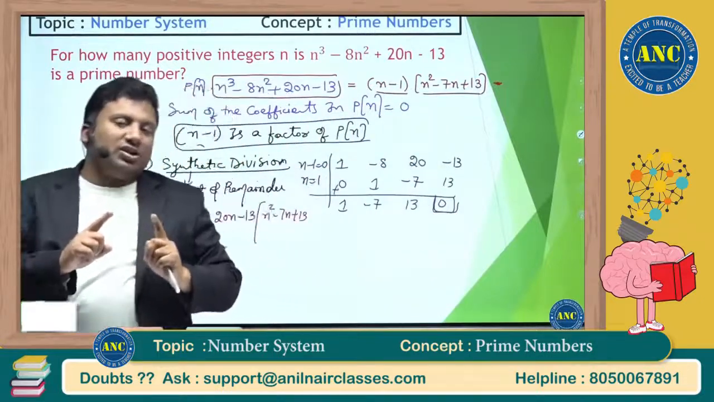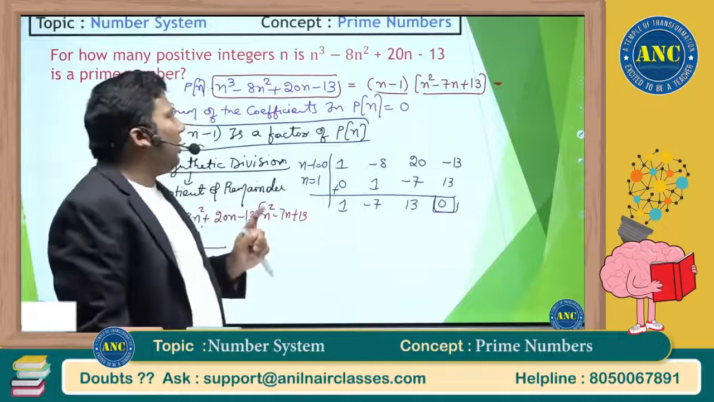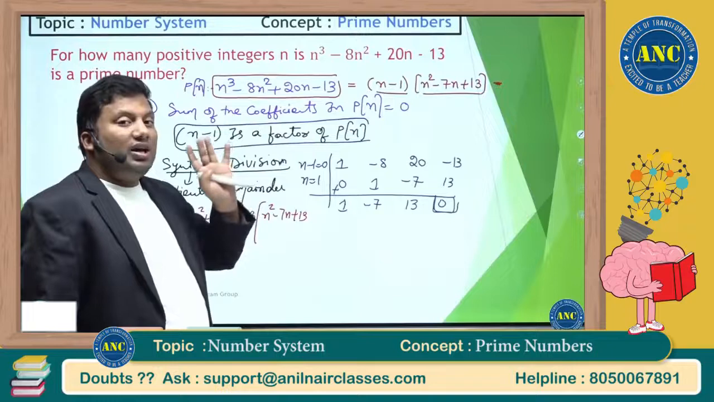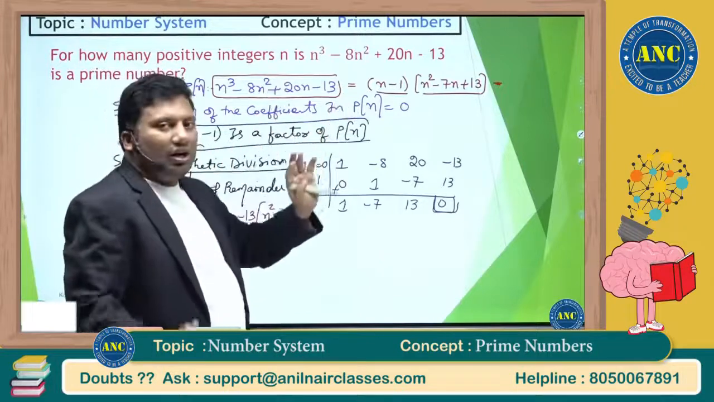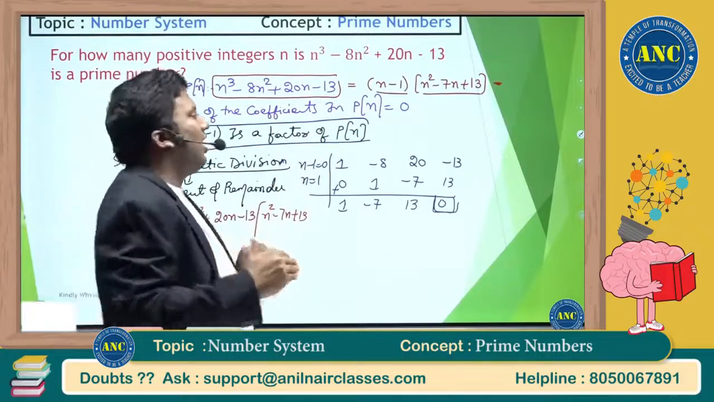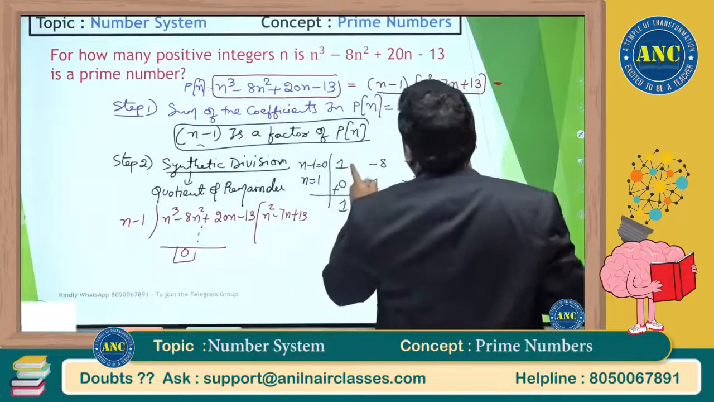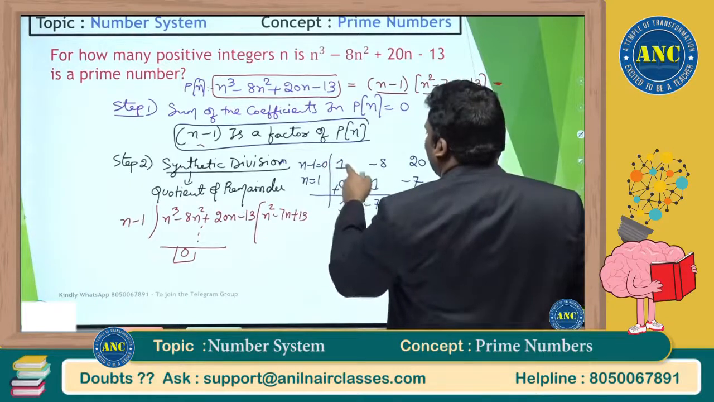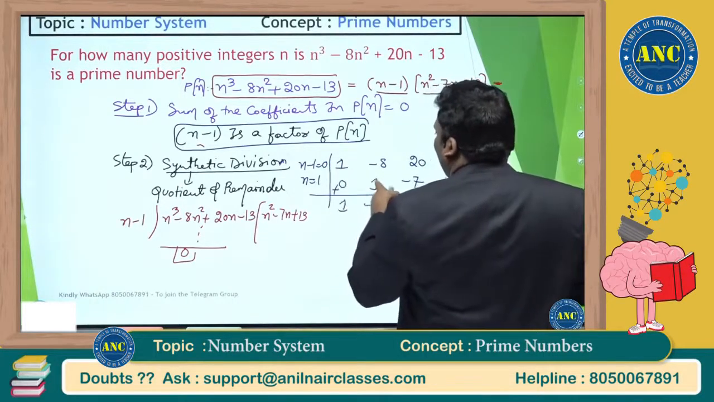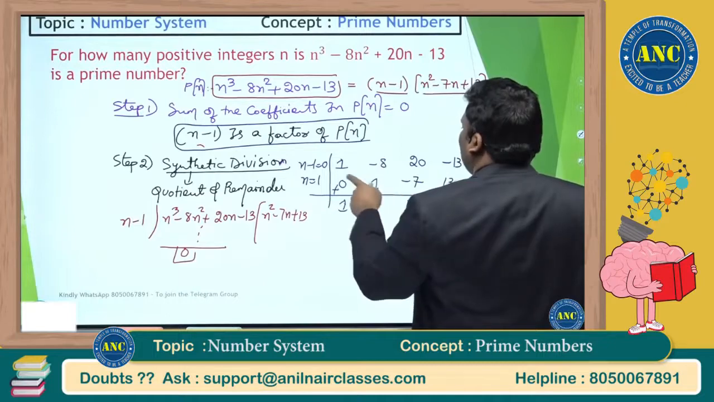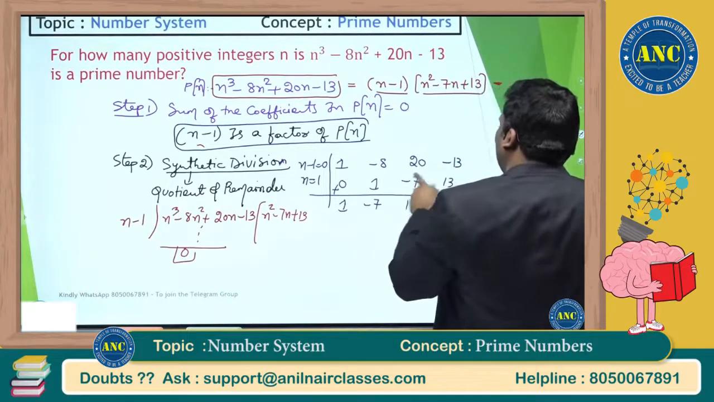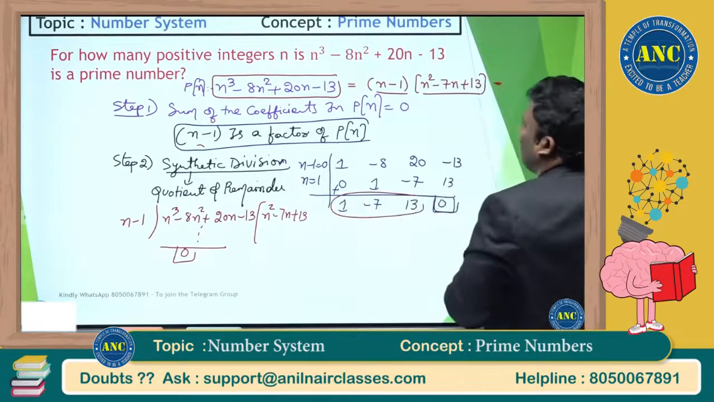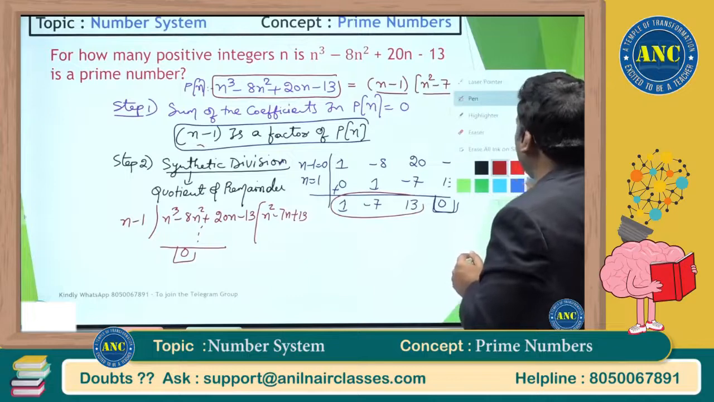Sum of the coefficients in P of n is equivalent to 0. That means n minus 1 is a factor. One is generic division, another is synthetic division. 1, minus 8, 20, minus 13. n minus 1 is a factor, n equivalent to 1. 1 plus 0, 1. 1 ones are 1. Minus 8 plus 1, minus 7. 20 minus 7, 13. 13 ones are 13. So what is the quotient value? 1, minus 7, 13.